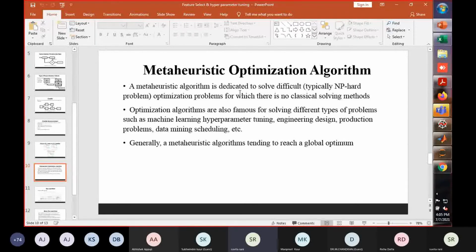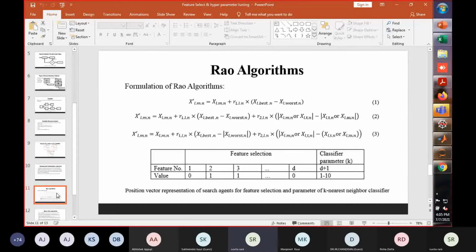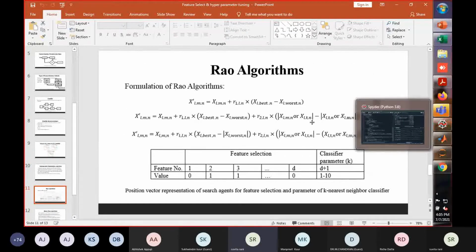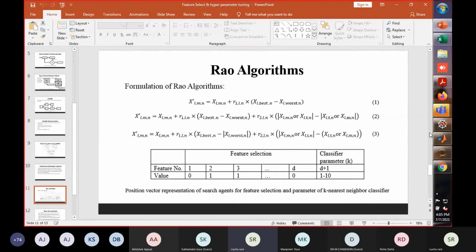Optimization algorithms are also famous for different types of problems like hyperparameter tuning, engineering design problems, production problems, data mining, scheduling, etc. Meta-heuristic algorithms are generally used because they almost always give the global optimal value. So in this example, the code in which we want to optimize the k value and do the feature selection, the meta-heuristic algorithm used is the RAW algorithm. The RAW algorithm is used because of its simplicity.